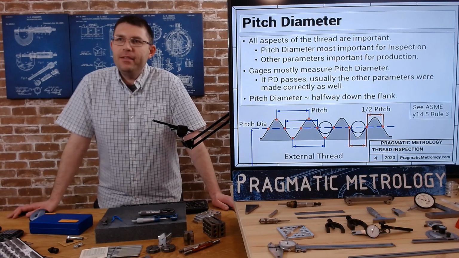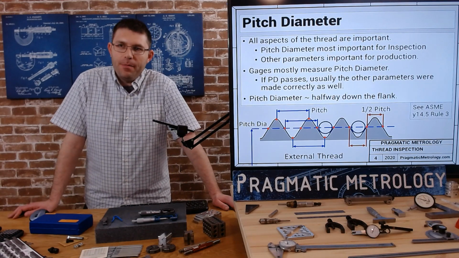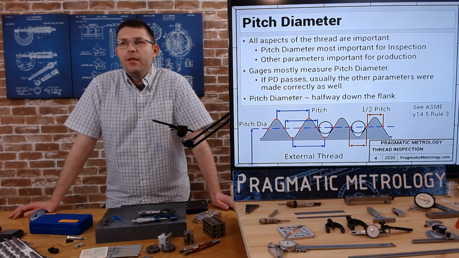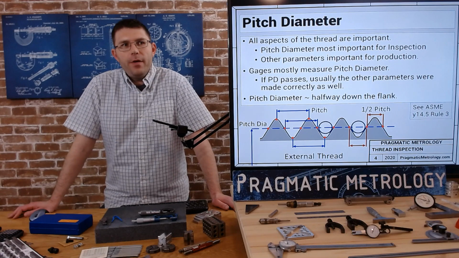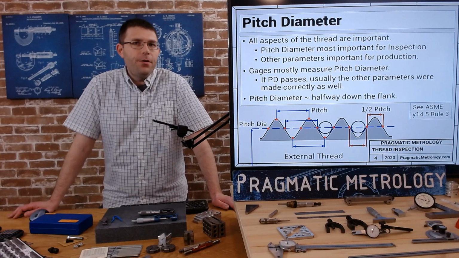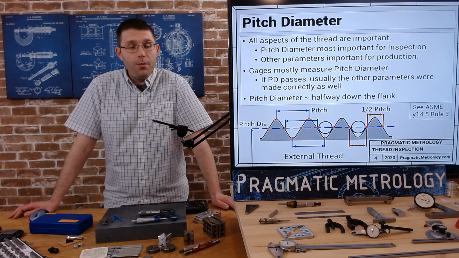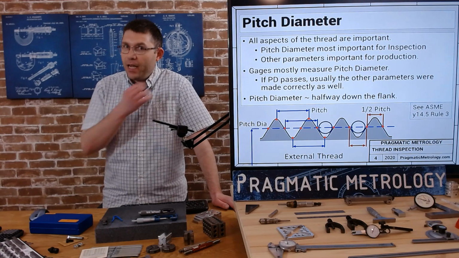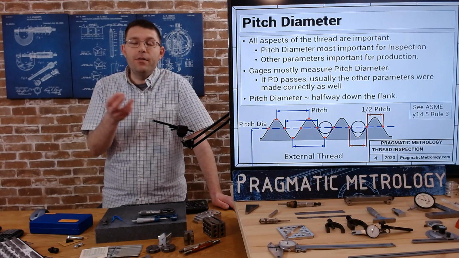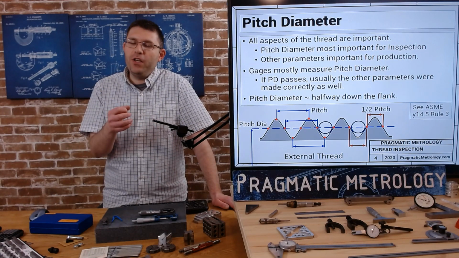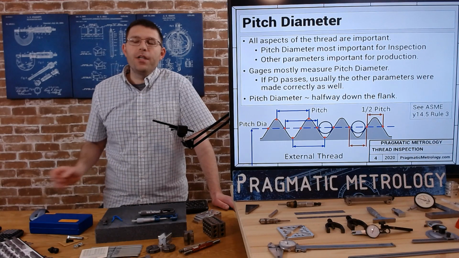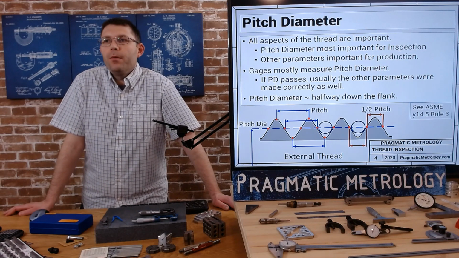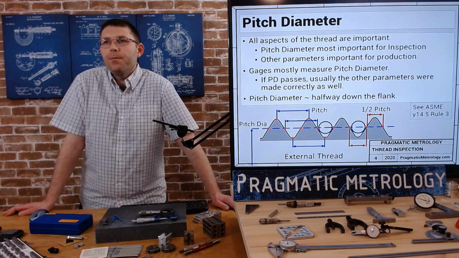Getting down into pitch diameter, as inspectors, when you're inspecting a thread, this is what we're most interested in. If the pitch diameter is correct, oftentimes all the other parameters of the thread will be correct just because of the way threads are fabricated. It's hard to have the pitch diameter be correct and something else be wrong. So if the pitch diameter is wrong, many other things are probably wrong as well. They are all important, but we really focus our attention on the pitch diameter.